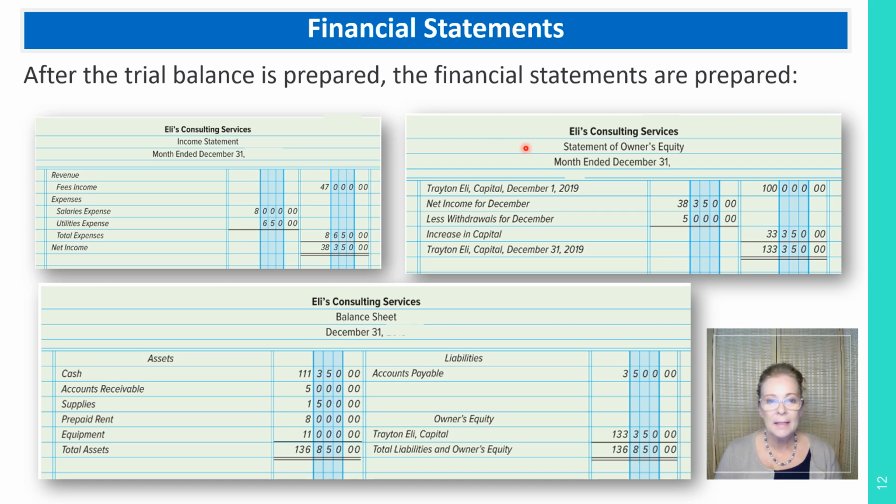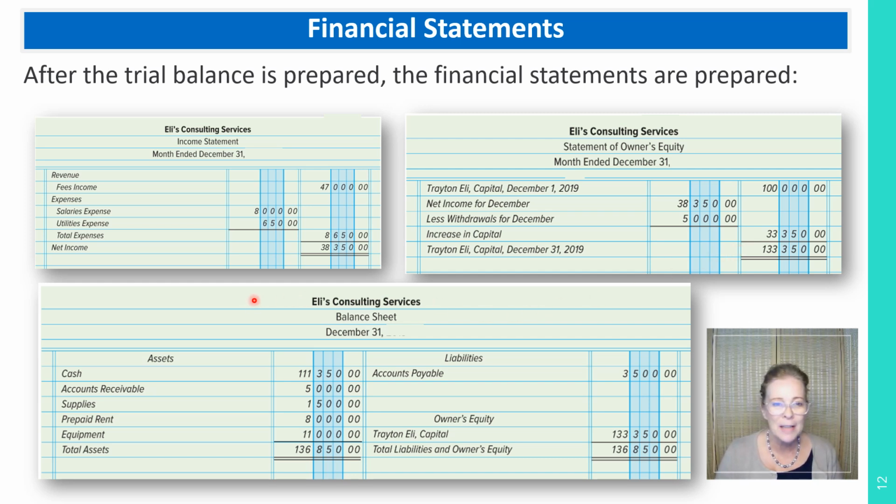Okay, we next prepare our statement of owner's equity, which requires us to start with a beginning balance of the capital. As of December 1st, we have $100,000. We add that to our net income of $38,350 from the income statement. We subtract what Drayton Eli already took out as drawings of $5,000, and then combine net income less the withdrawals, and then add that amount to the beginning balance, coming up with an ending capital balance of $133,350. We're now ready to prepare the balance sheet.